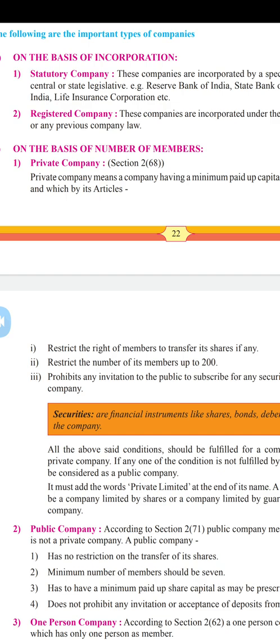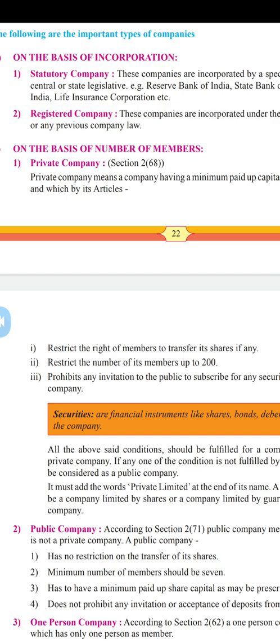A one person company may have more than one director, and also there is no need to hold an annual general meeting. This is called a one person company. There should be only one person as a member. These three types come under the head on the basis of number of members.